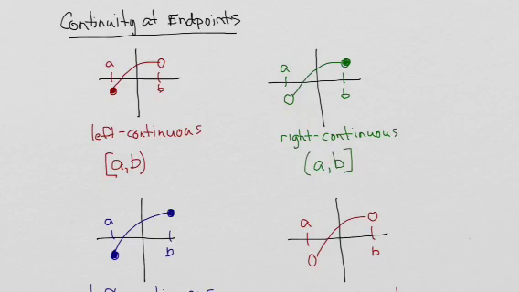Now, the second one on the right in green there, that would be the reverse, where the graph is open circle on the left but the closed circle on the right. So it's continuous in between A and B, but it's also still continuous at the end point B. And since that's on the right, we call it right continuous.